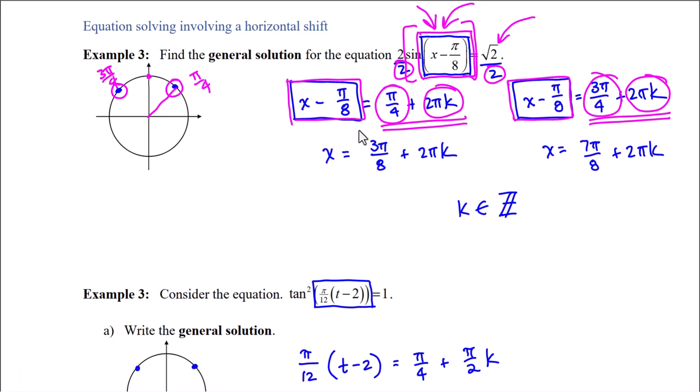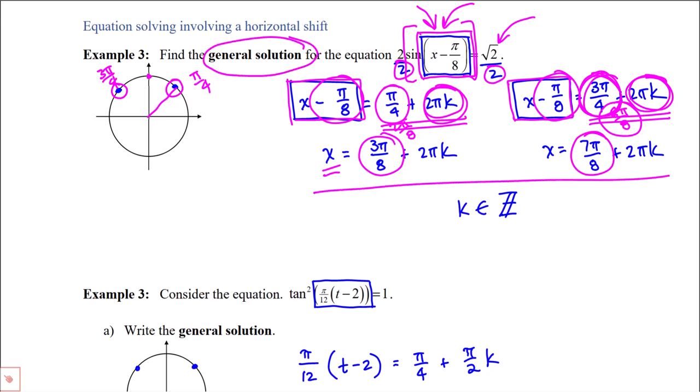And once I solve for that expression, let's now get x by itself. Let's add pi over 8 to both sides. Well, pi over 4 is 2 pi over 8, plus 1 pi over 8 is 3 pi over 8, and 3 pi over 4 is 6 pi over 8. Multiplying top and bottom by 2, add pi over 8 to both sides, then 6 pi over 8 becomes 7 pi over 8, and both are plus 2 pi k. Because adding pi over 8 doesn't change the 2 pi k. And there's the general solution.